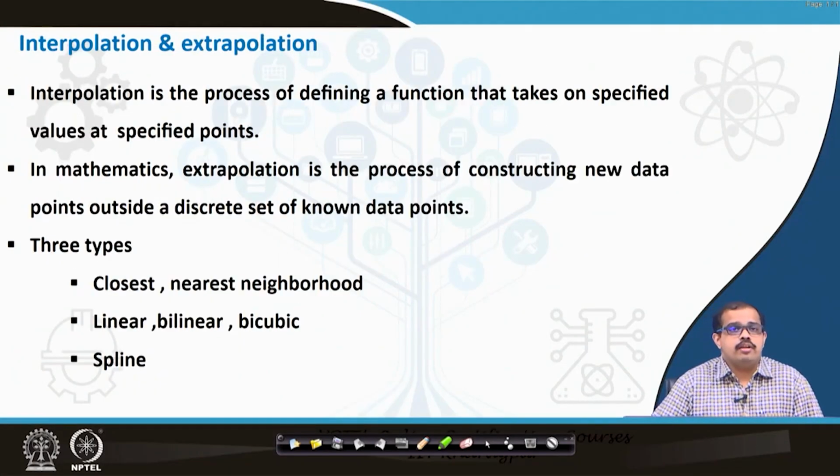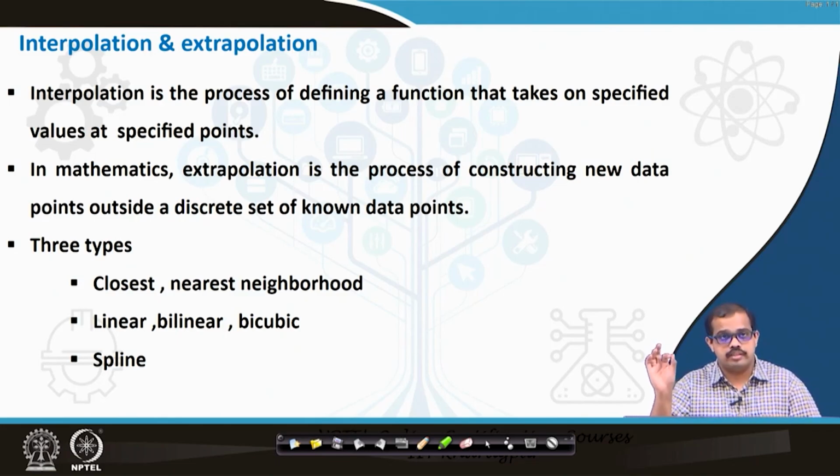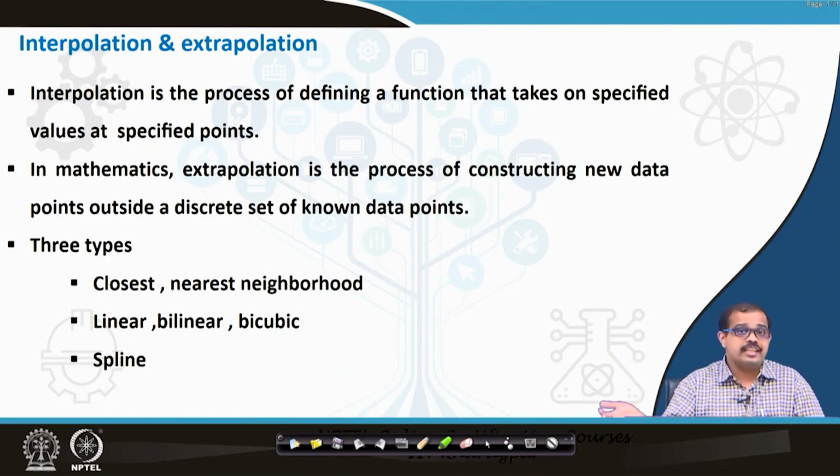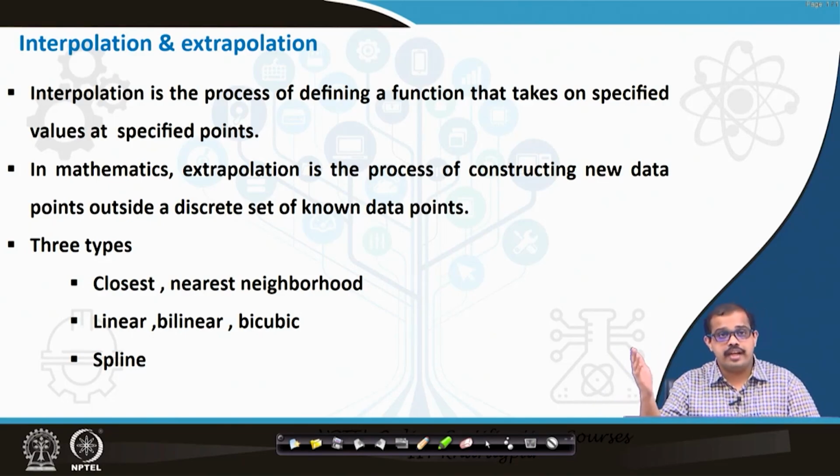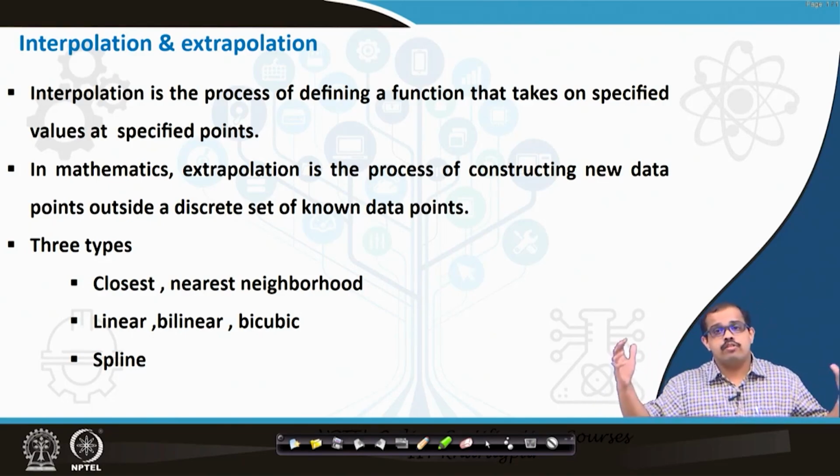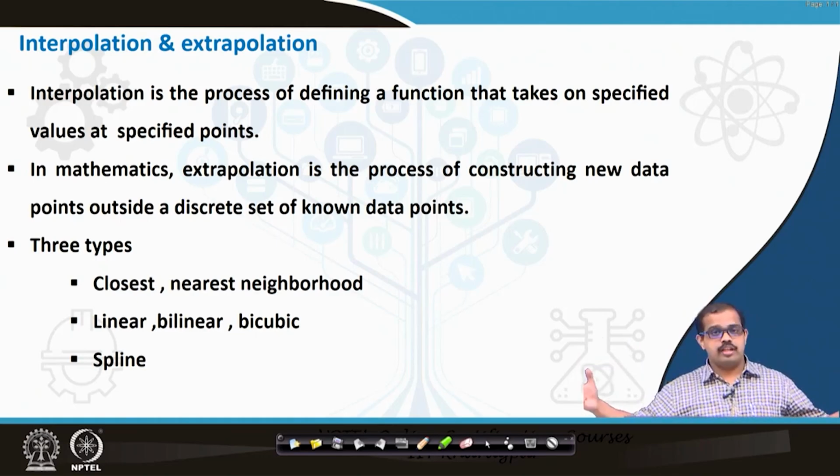Okay. So, when you are looking at interpolation, as I said, interpolation is a process of defining a function that takes a specified value at specified points. And when you are looking at the mathematical part of it, extrapolation is a process of constructing new data points outside a discrete set of known points, and interpolation is creating a new set of data inside the set of known discrete points. If there are two discrete points, if you are finding out a point in between, then it is interpolation.